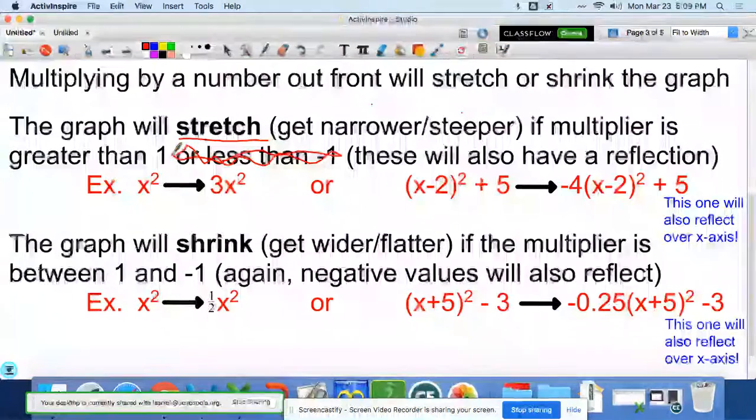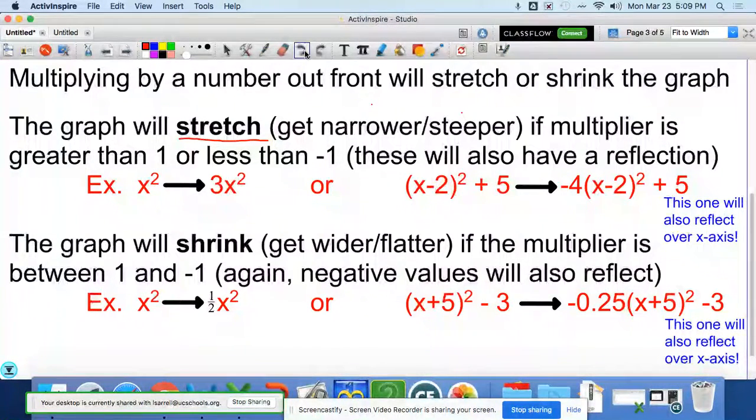Some people don't really include this one, okay? They say, oh, that's just something stretching and it reflecting. But it does stretch still by that same factor, okay? So an example would be going from x squared to 3x squared. That's going to stretch by a factor of 3.